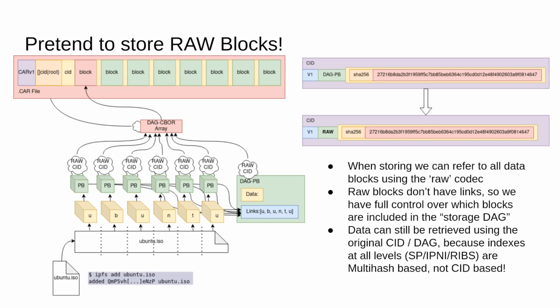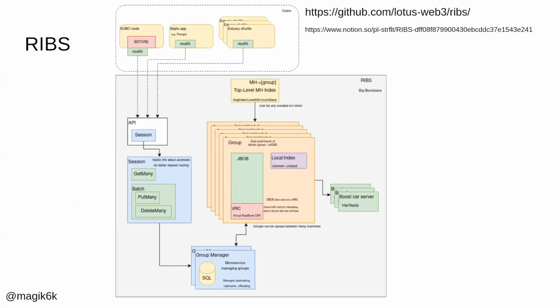This light DAG just makes it possible to have the other parts of the Filecoin deal storage machinery work, like deal indexing and stuff. So that was the core idea behind RIBS, and eventually this architecture was derived.